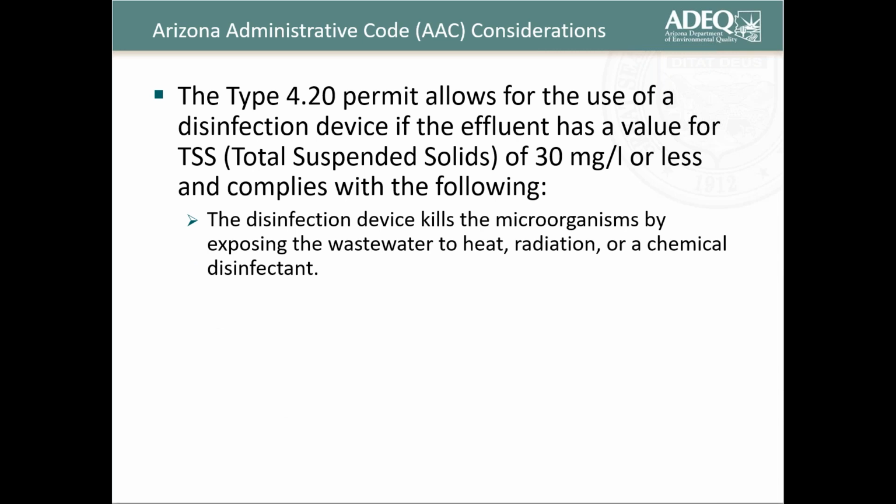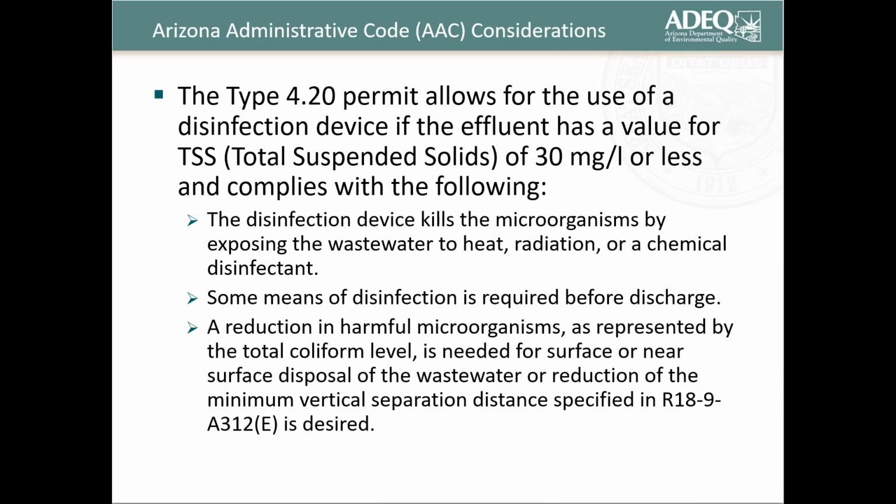First, the disinfection device kills the microorganisms by exposing the wastewater to heat, radiation, or a chemical disinfectant. Chlorine, which we're going to be using, qualifies under the chemical disinfectant. Second, some means of disinfection is required before discharge. In other words, there has to be a need for disinfection as far as making use of a type 4.20 permit.